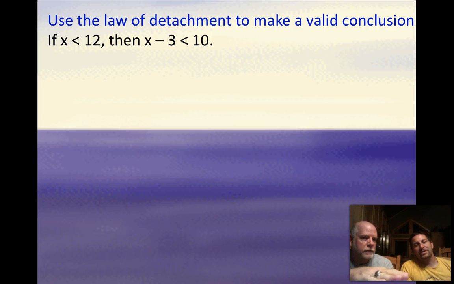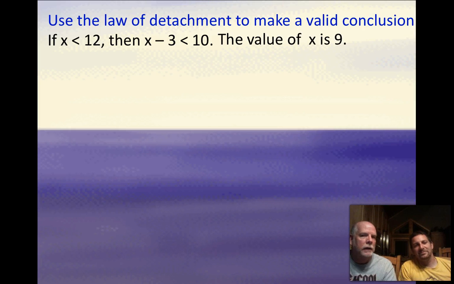If the hypothesis is true, so as long as we pick some number less than 12, then the conclusion has to be true also. They're going to give us an example to plug in: the value of x is 9. The reason they're picking 9 is because it's less than 12. We couldn't pick 13 or 14 or whatever. We have to pick a number that's less than 12. What we're testing on to come up with a conclusion is, does that make the conclusion true also?